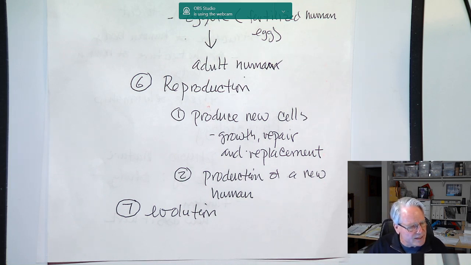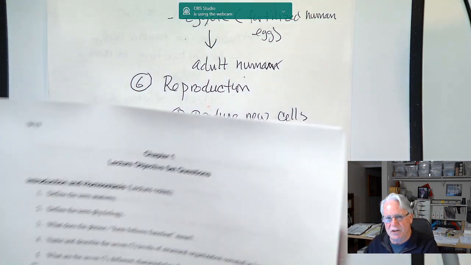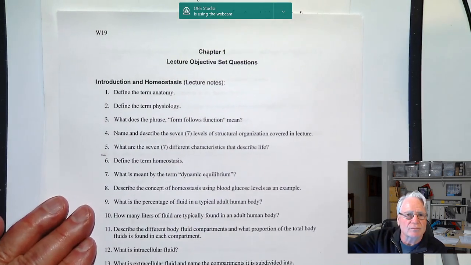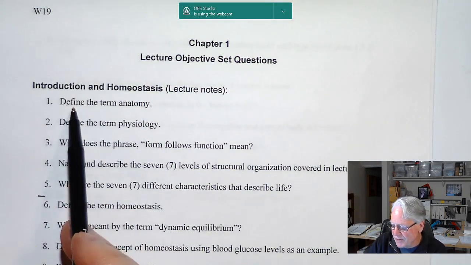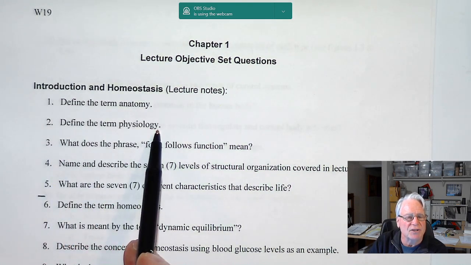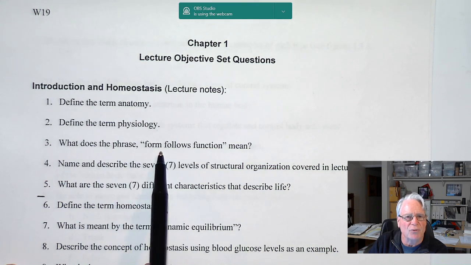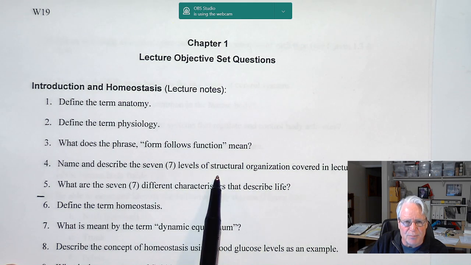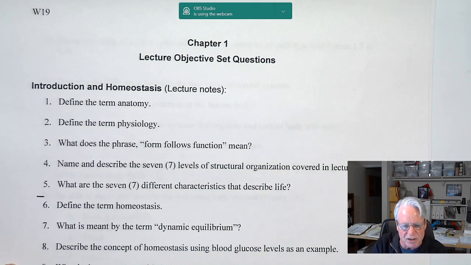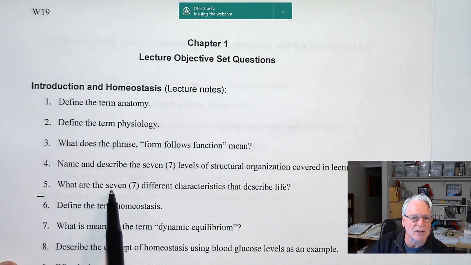Okay. So that ends this lecture. Let's recap what we covered. In this lecture, we covered the definition of anatomy. We talked about physiology, what that means. We talked about this, form follows function. We talked about the 7 levels of structural organization. And why is that important? Because that's a way that we can take this very complex thing we call a human being, break it down into simpler concepts and simpler parts, understand that simpler idea or part, put it back together to understand the whole. And then we also talked about the 7 characteristics of life.